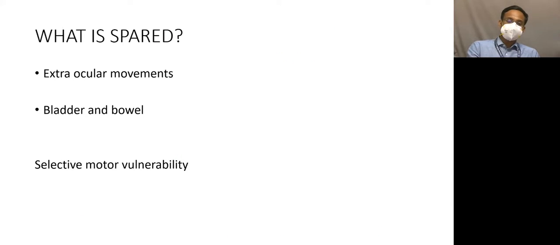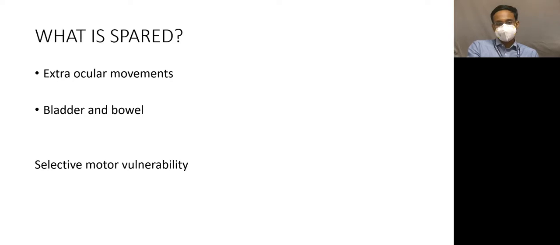So I have discussed what all can be involved. So we understand it's a pure motor system disorder. It spares the sensory nerves. It spares the bowel and bladder. It spares the ocular involvement. But what is involved is the corticobulbar and corticospinal tracts, and you can have dementia as a presentation. So the extraocular movements and the bowel and bladder are generally spared till very late into the disease.